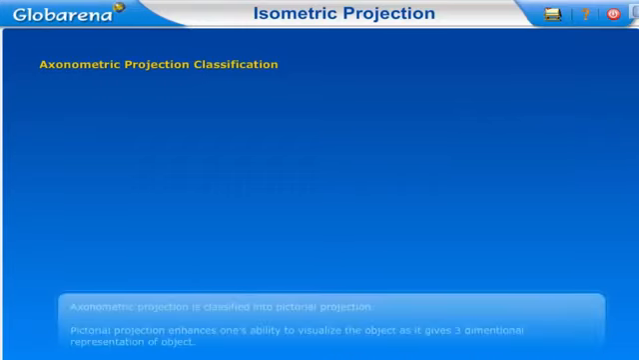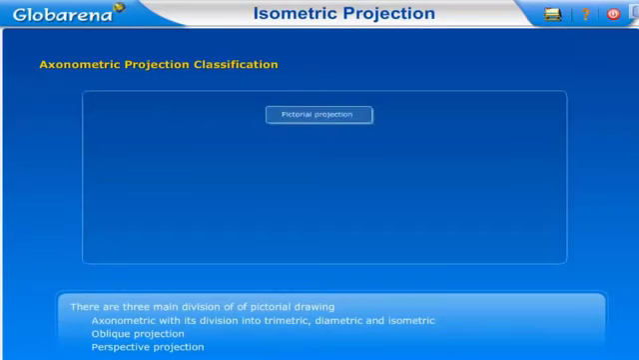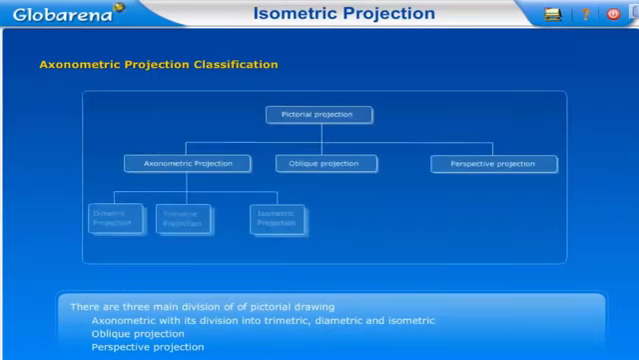Axonometric projection classification. Axonometric projection is classified as a pictorial projection. A pictorial projection enhances one's ability to visualize an object as it gives a three-dimensional representation of an object. There are three main divisions of pictorial drawing. 1. Axonometric projection, with its division into trimetric, dimetric, and isometric. 2. Oblique projection. 3. Perspective projection.